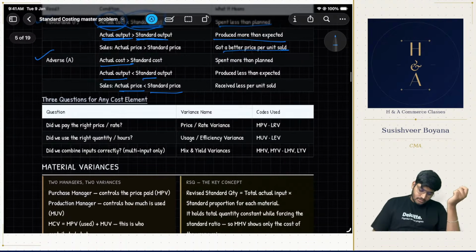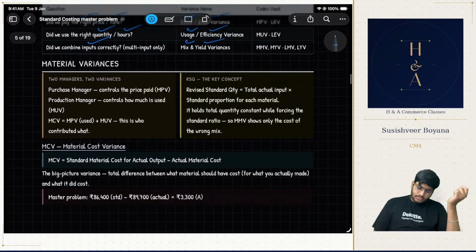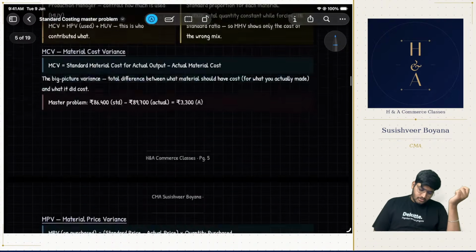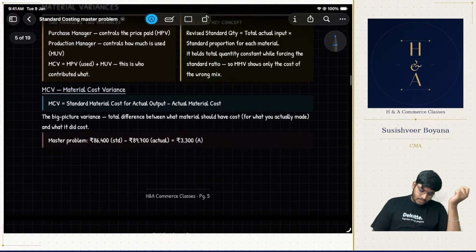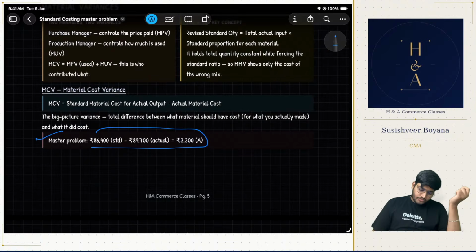Now, did we pay the right price, right rate, right quantity, right hours? Inputs correct? Price, rate, usage variance, material yield, and mix and yield variance. Okay, we'll actually look at the sum and we will start solving right from the bottom. The master problem here, we're close to 15 minutes. I'll try to wrap this in 15 minutes.